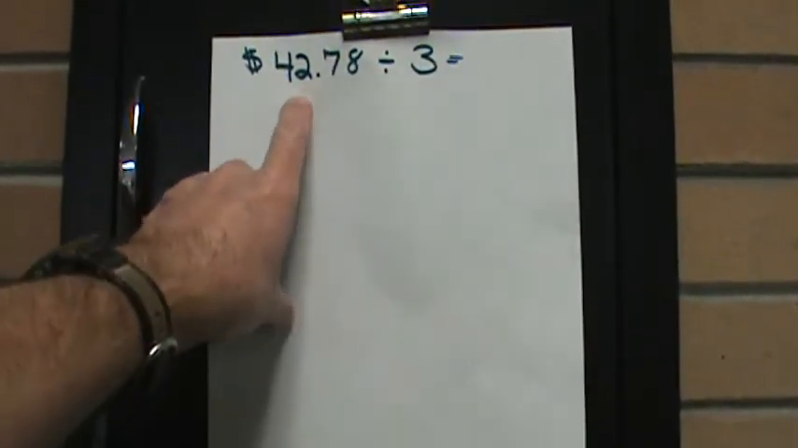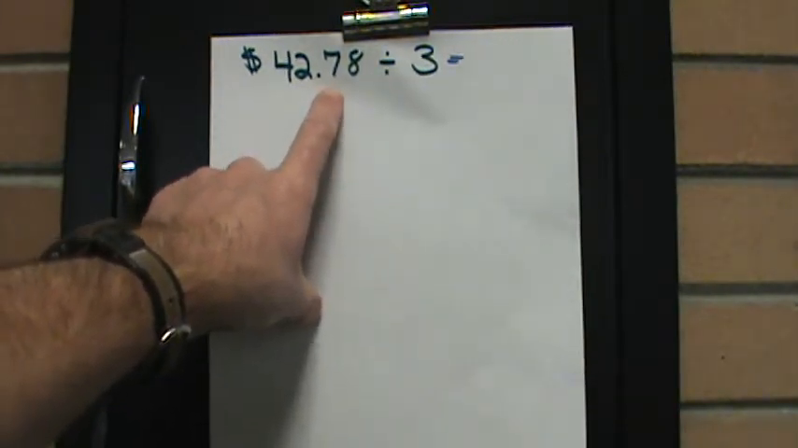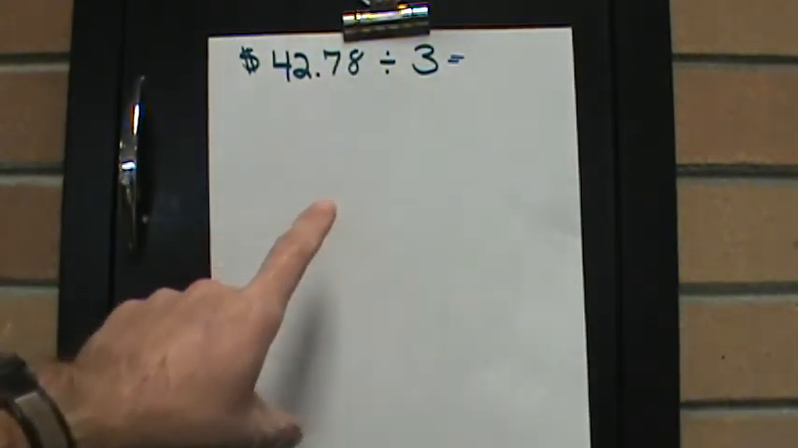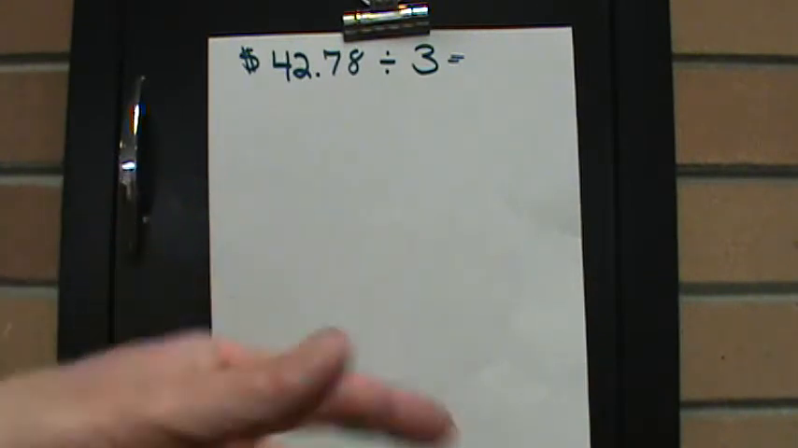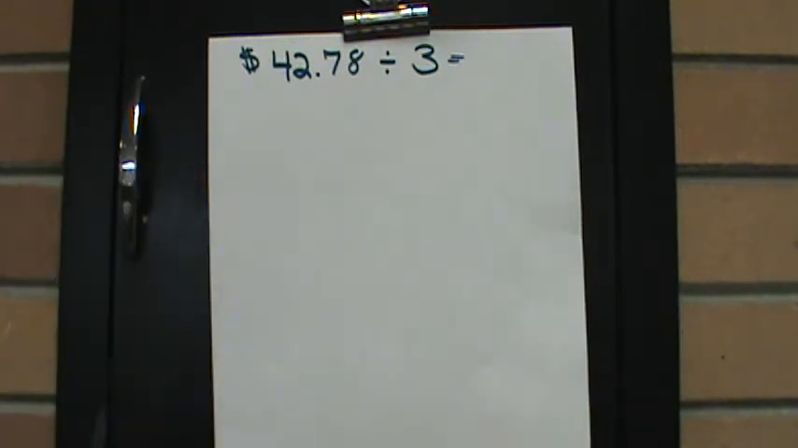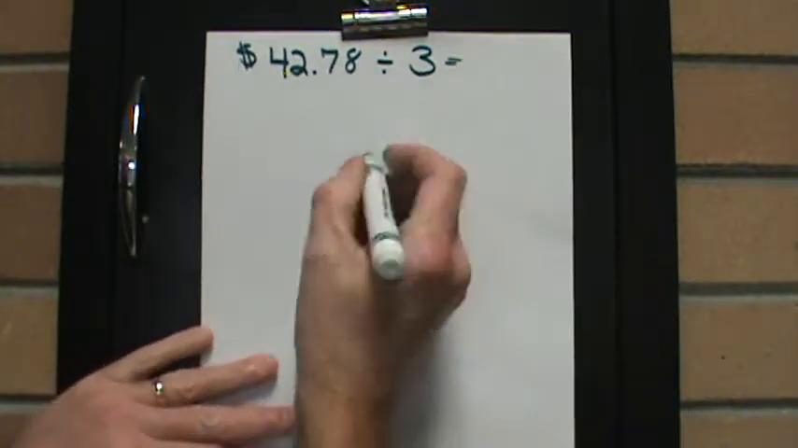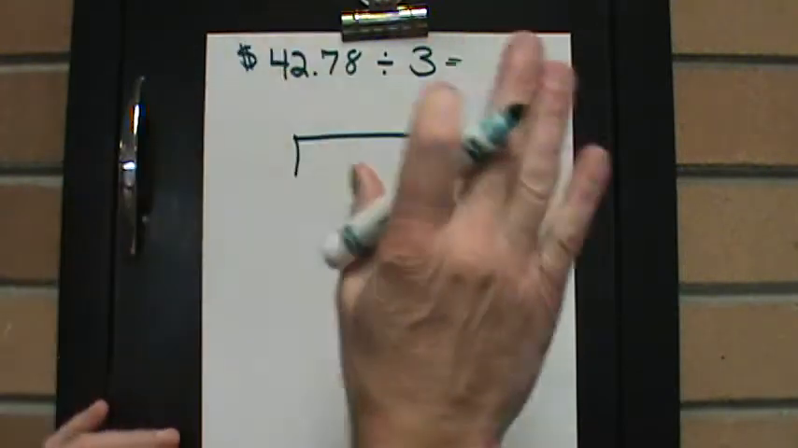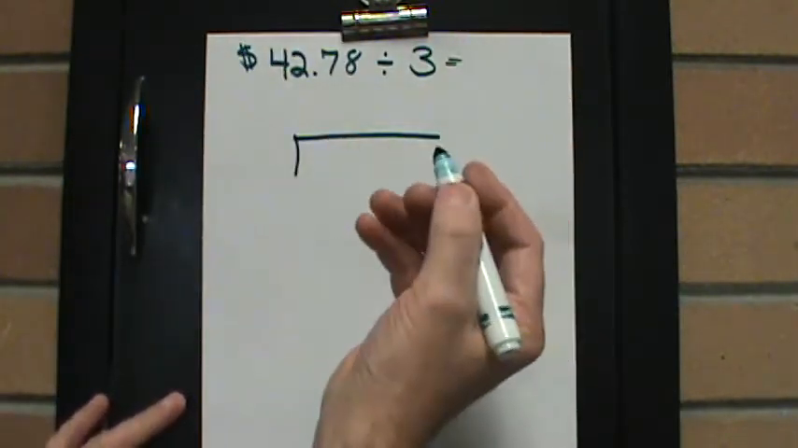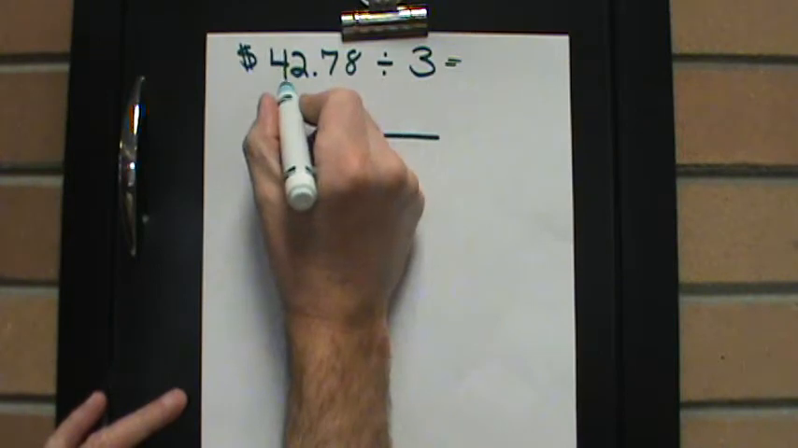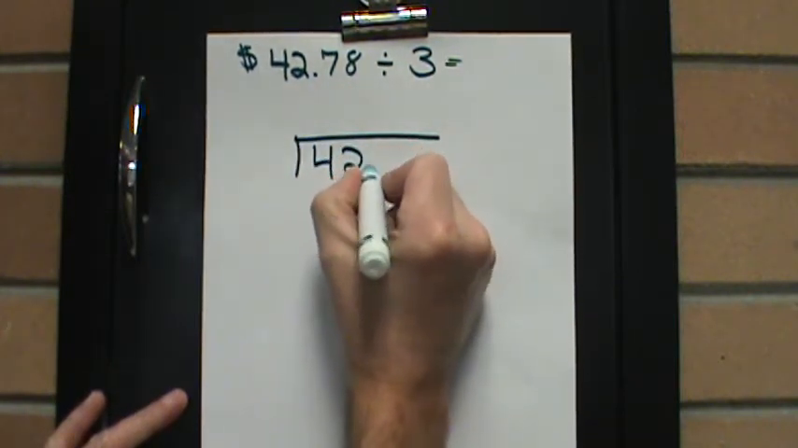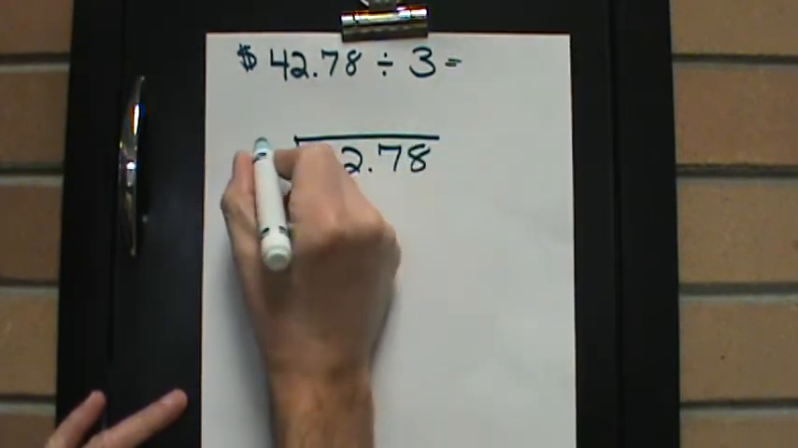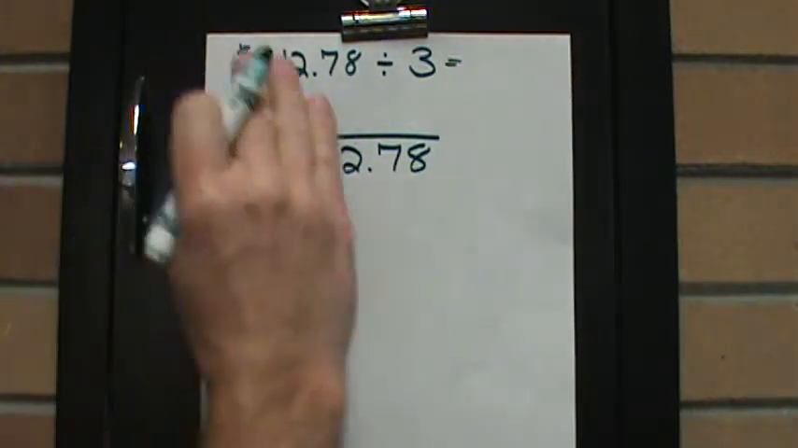Okay, here's our problem. Our problem is $42.78 divided by 3. Why don't you pause the video, or I'll pause the video, and do that problem. Okay, here we go. We're going to set up our problem. Follow along as I go, and let's see if you can get the same answer as I got. So it's $42.78 divided by 3. Same rules apply.